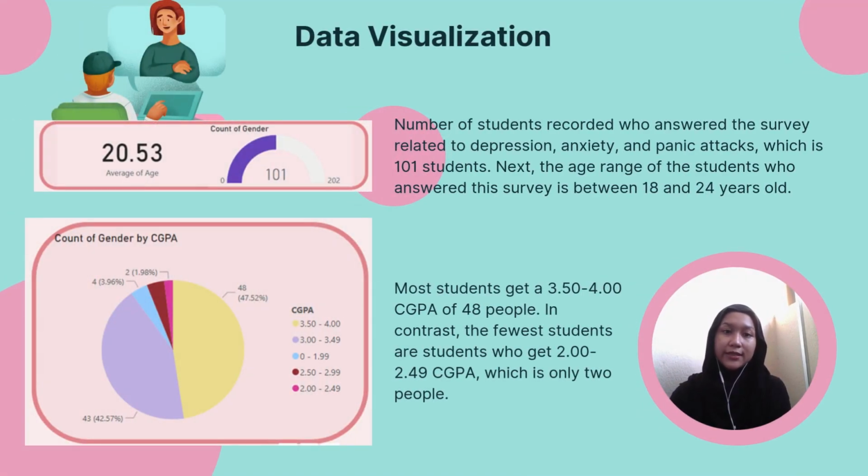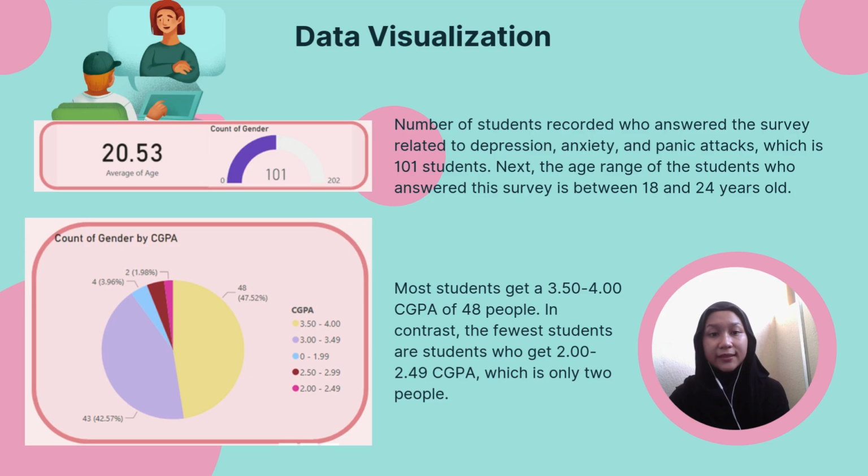For data visualization, the first data shows the number of students who answered the survey related to depression, anxiety, and panic attacks, which is 101 students. Next, the age range of the students who answered this survey is between 18 and 24 years old. The age range of the students who answered is in their 20s.